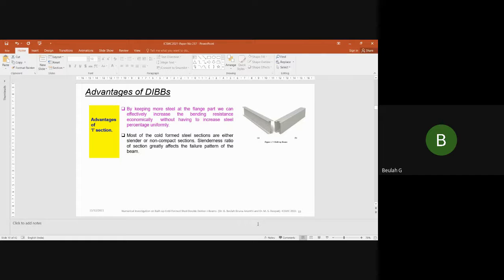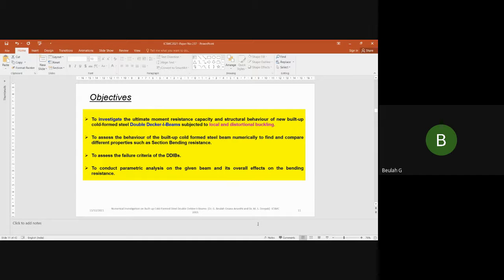So the advantage of the I section is it can increase the bending resistance economically without having a uniform increase in the steel percentage. Most of the steel sections are either slender or non-compact sections as per the IS codes. So here the objective is to study the double-decker I-beams, which are subjected mainly to local and distortional buckling modes. We have taken in the study the thickness varied from 1 mm to 3 mm, and the screw spacings are varied. So the number of screws, for example 3 screws, 5 screws, and 10 screws are taken.